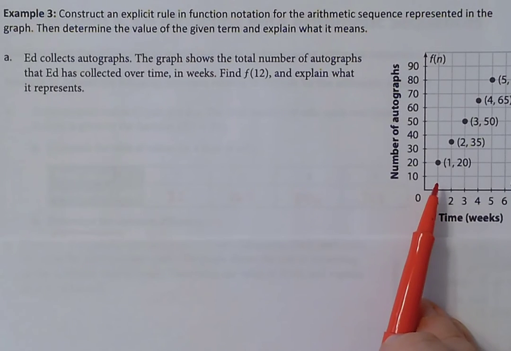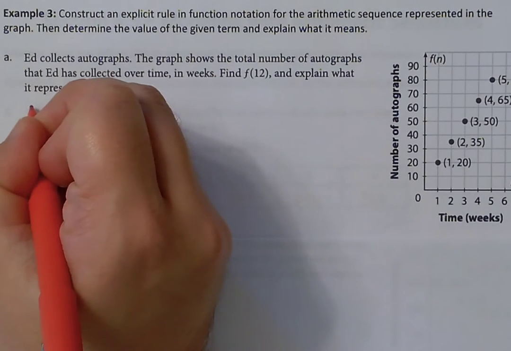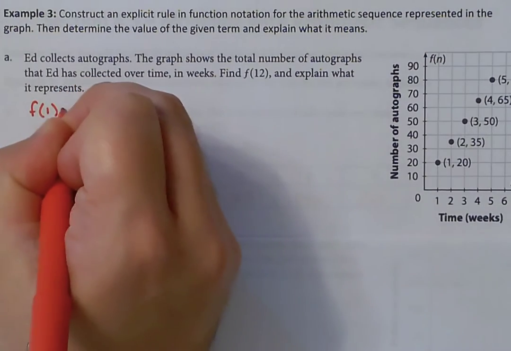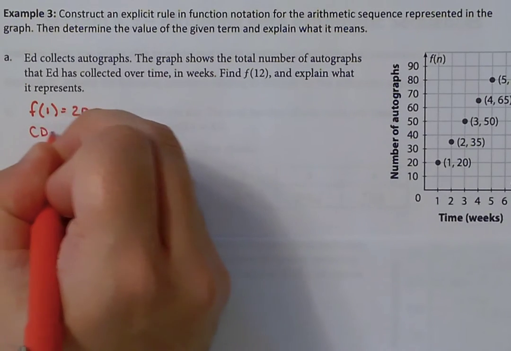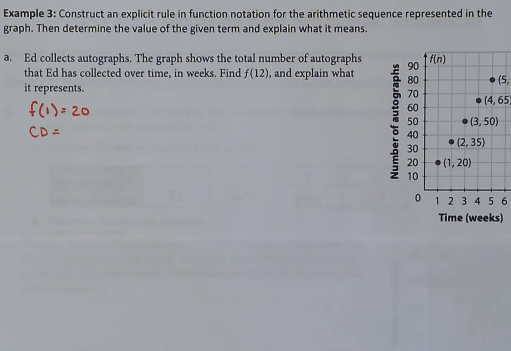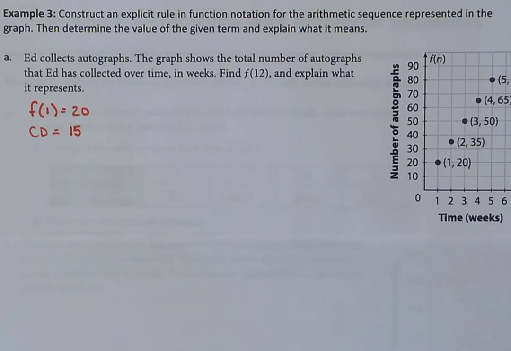Looking at our graph, what is our first term? Well, the first point is at 1, 20. So that means our first term, f of 1, is 20. The next step is to figure out our common difference. So we have to figure out how much it's being added or subtracted by. From 20 to 35, what did I have to add to 20 to get to 35? 20 plus what equals 35? In this case, we have added 15. So that means my common difference is 15.